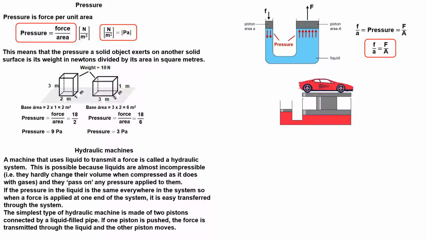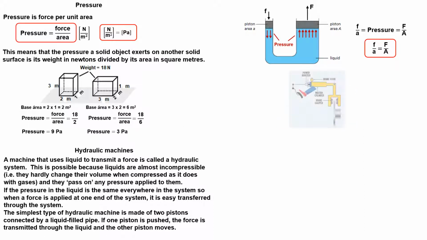Cars use a hydraulic braking system. The foot exerts a small force on the brake pedal. The pressure that this force creates is transmitted by the brake fluid to the brake pads. The brake pads have a large area and exert a large force on the wheel disc. The same pressure can be transmitted to all four wheels.